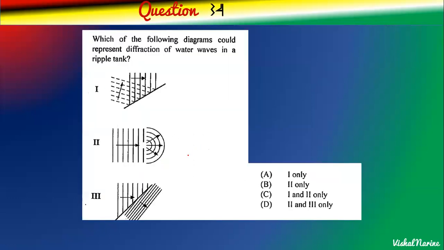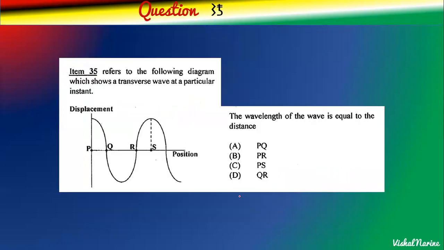All right, so we go to question 34. It asks which of the following diagrams will represent diffraction of water waves. So the question is asking what is diffraction. We have to know that. This one here is showing reflection. This last one here is showing refraction. So it is basically 2 which is showing diffraction, where the wave is passing through a gap. All right, so it is 2 only, which is B. Go on to the next question.